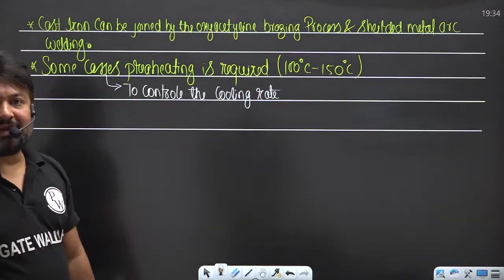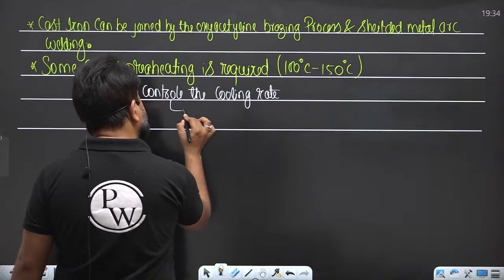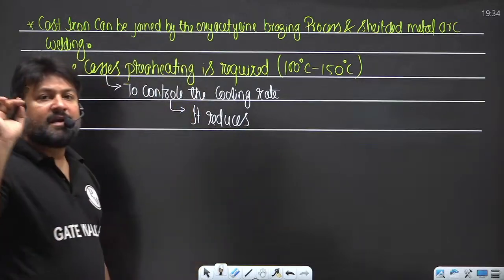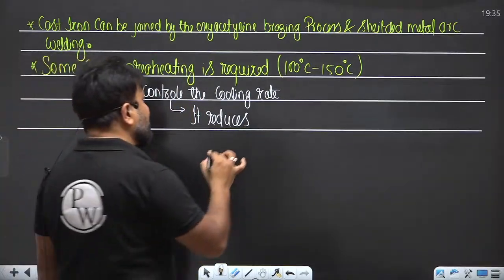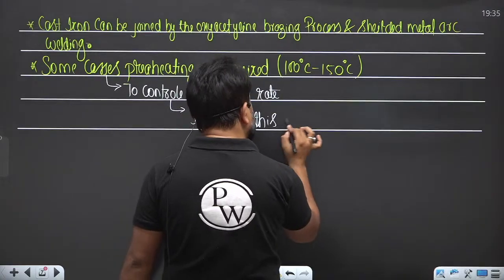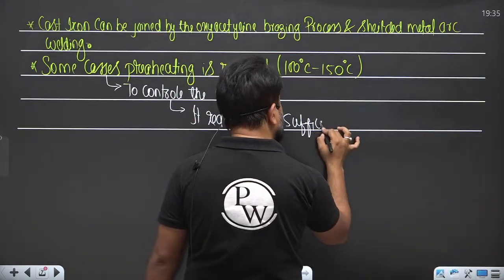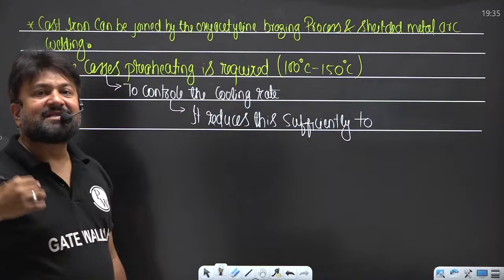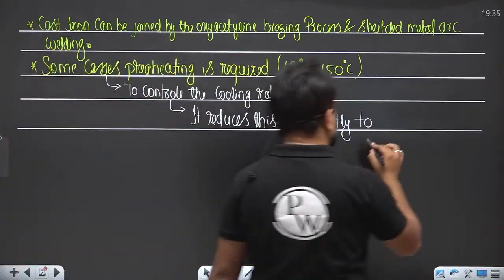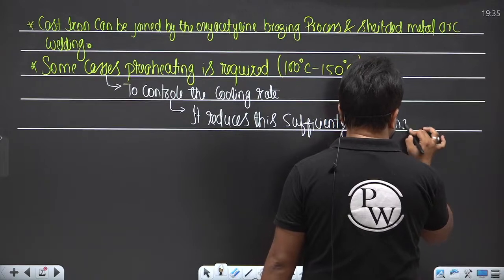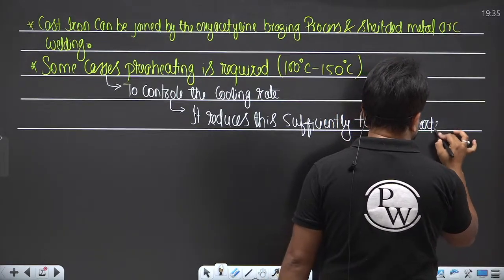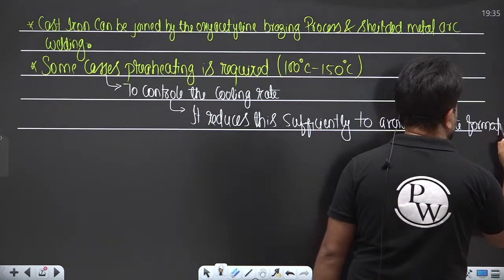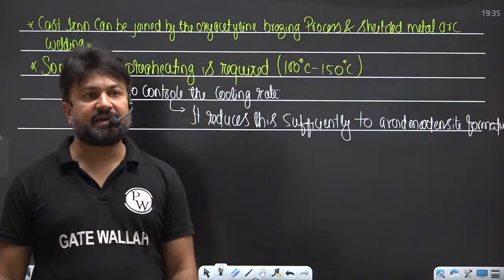So controlling the cooling rate reduces the cooling rate sufficiently to avoid martensite formation. Am I clear? This is the thing.